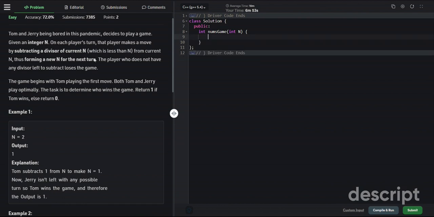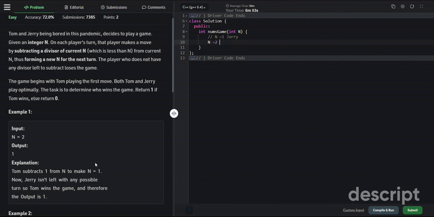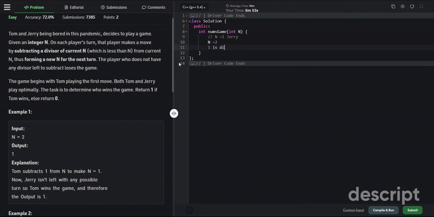Okay, now how to solve this question? Just observe something. If n is 1, who wins? Obviously Jerry, because Tom cannot make any move. Now, consider n as 2. Think who should be winning. The only divisor which we can choose is 1. And observe one more thing, that 1 is a divisor for every number. Now, when n is equal to 2, Tom will win. Now why will Tom win?